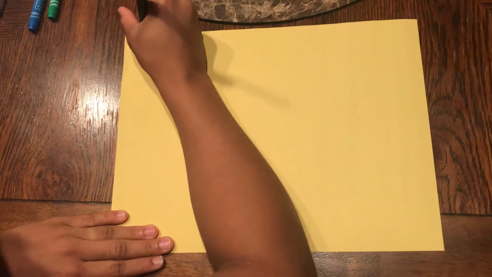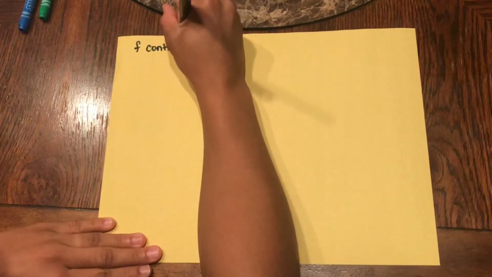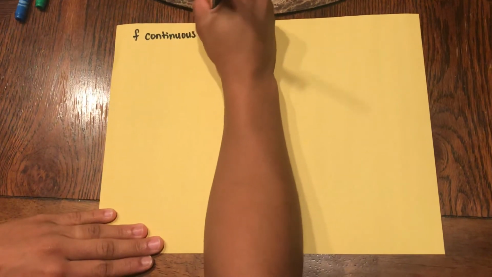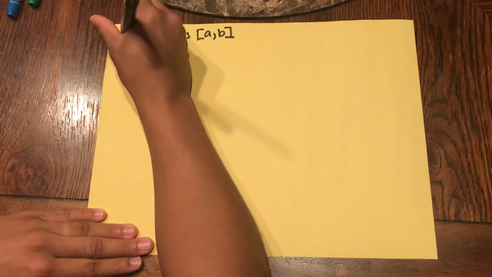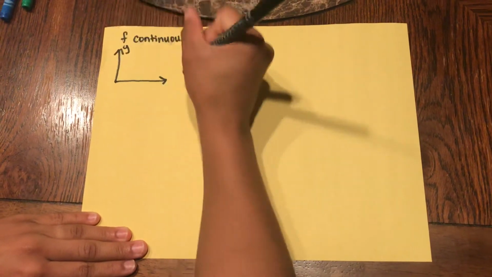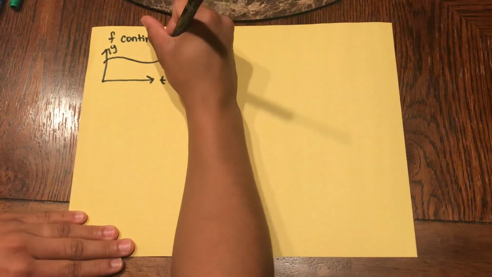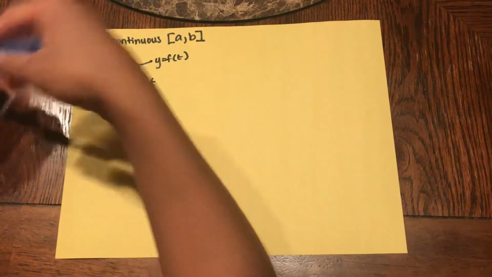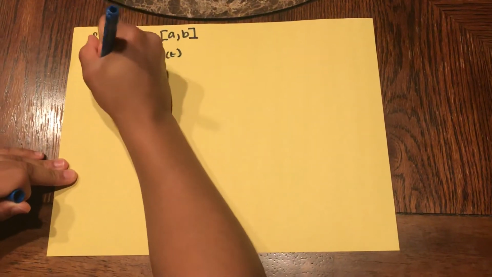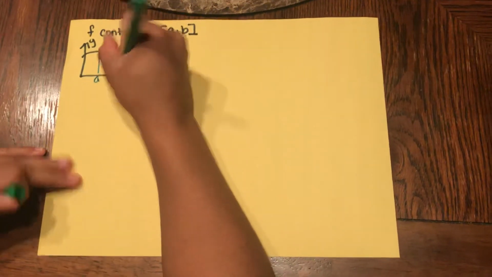So we're going to have f is continuous on the interval AB. So let me draw the graph. My y, and I'm going to lay my horizontal line t. Then we have this function, which is y equals f of t. And then we're going to have our endpoints. We have A, and then we have B.